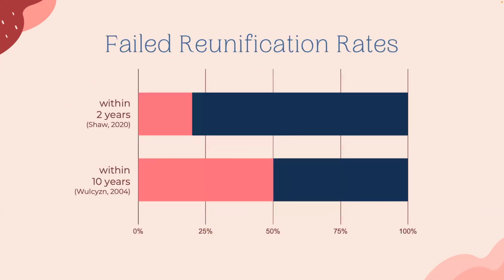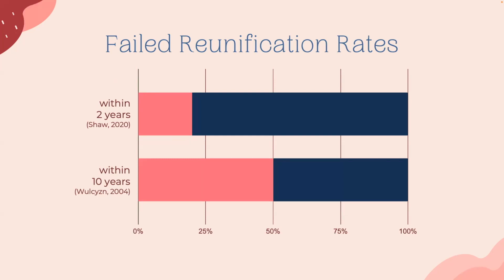Nearly 20% of children who are reunified in the United States end up being replaced back in foster care within 2 years of reunification. When you expand that time frame to 10 years, the number jumps to 50%. So within 10 years of being placed back with their families and discharging foster care, 50% of those children are back in foster care.